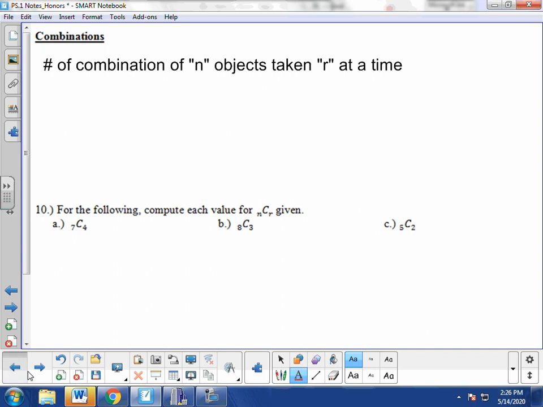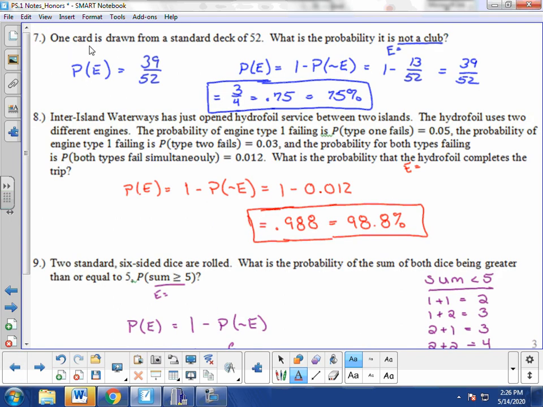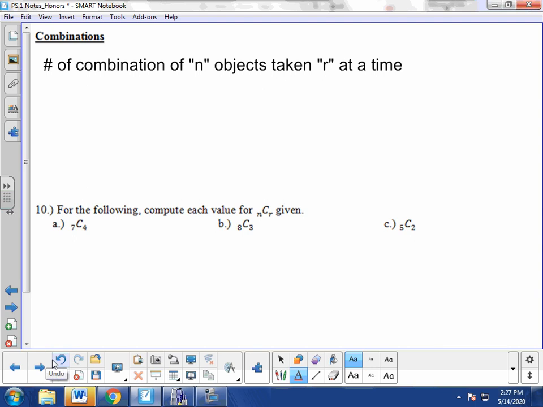In all of our problems with the example of a deck, we were saying one card is drawn. So what's the probability that one card is not a club out of the 52 cards? But what happens if we start to draw more than one card? We draw 2 cards, or 3 cards, or 4 cards. Now our probability statistics start to change as we go through. And this is where combinations come in handy.